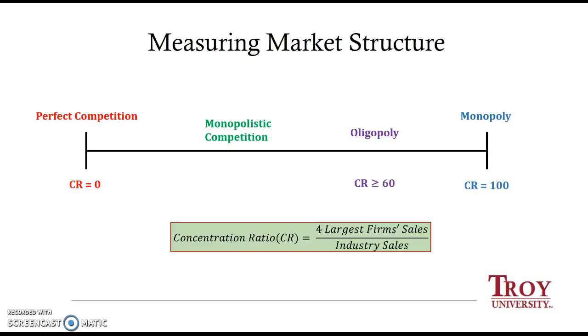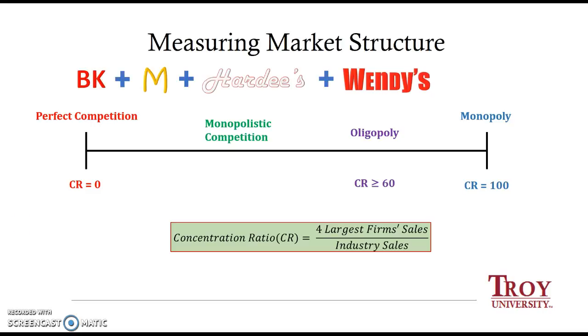As an example, consider four fast food firms: Burger King, McDonald's, Hardee's, and Wendy's. In this example, each firm has sales of $1,250 for total sales of $5,000. If industry total sales are $6,250, then the four-firm concentration ratio is 80, and we can classify this particular industry as an oligopoly.